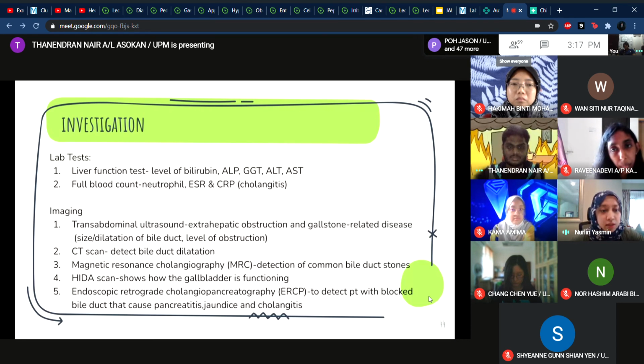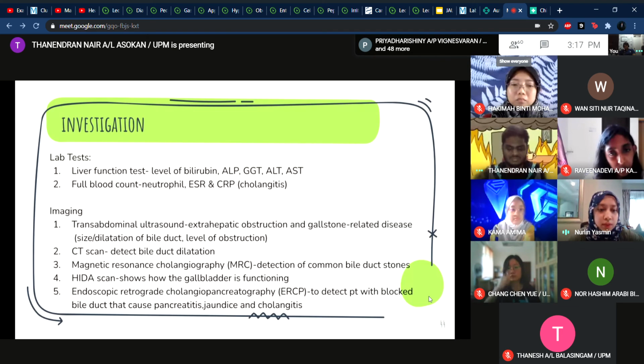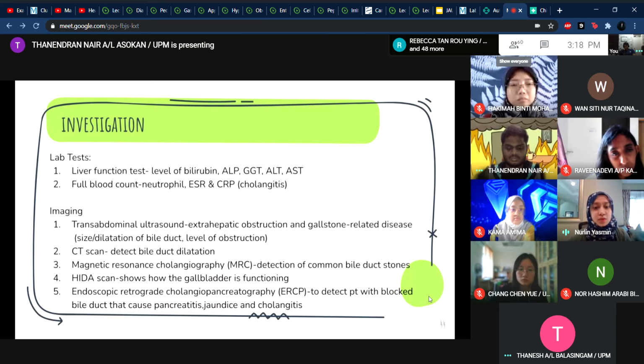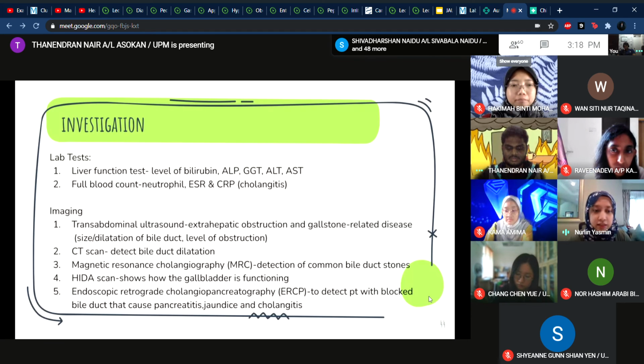Next, we can do the imaging. Firstly, we can do the transabdominal ultrasound. This is actually the gold standard for imaging of gallstones. From the ultrasound, we can see extrahepatic obstruction and gallstone-related disease. We can see the size and dilatation of the bile duct and also the level of the obstruction. Next, we can do the CT scan to detect any bile duct dilatation. Next, we can do the magnetic resonance cholangiography, the MRC.